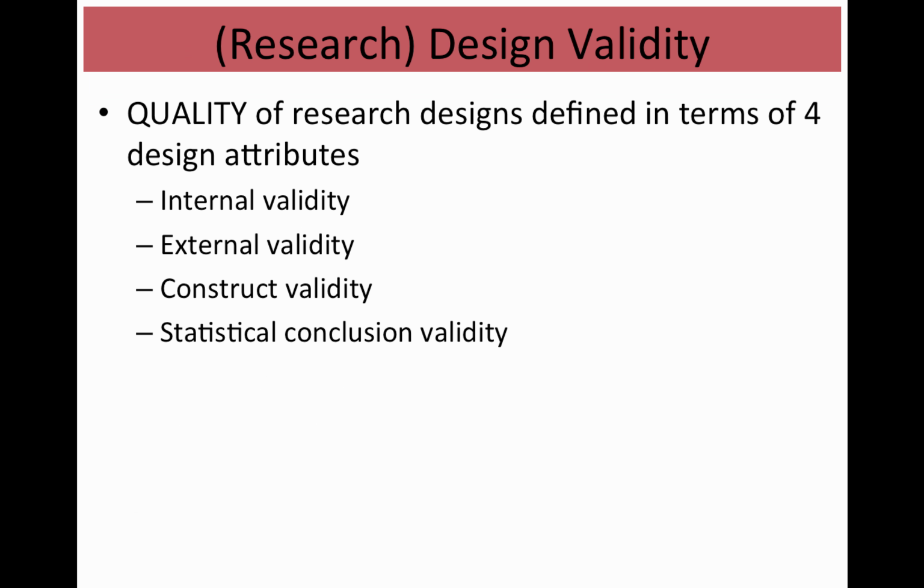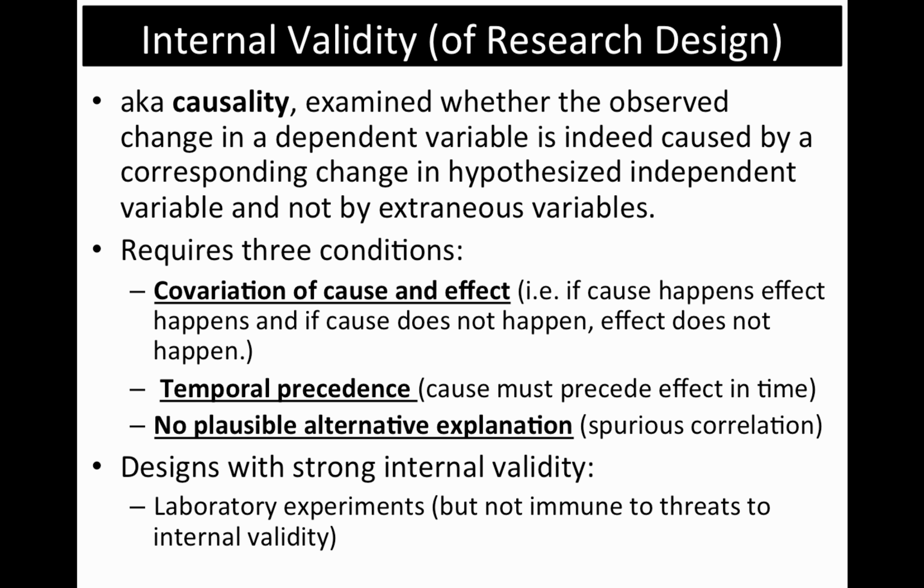The quality of a research design is defined in terms of four design attributes: internal validity, external validity, construct validity, and statistical conclusion validity. When we talk about internal validity, we're also talking about causality. This examines whether the observed change in a dependent variable is indeed caused by a corresponding change in a hypothesized independent variable, and not by variables extraneous to the research context.